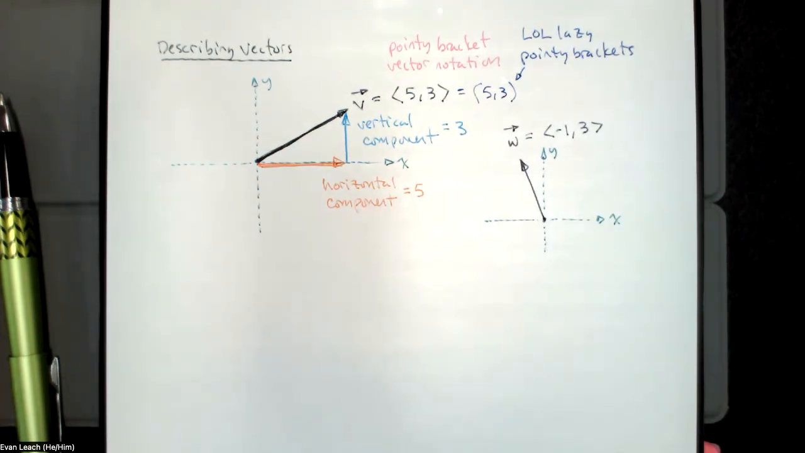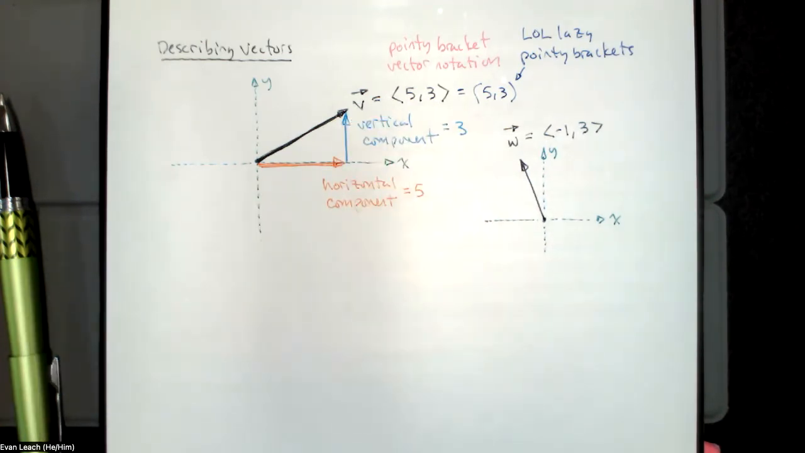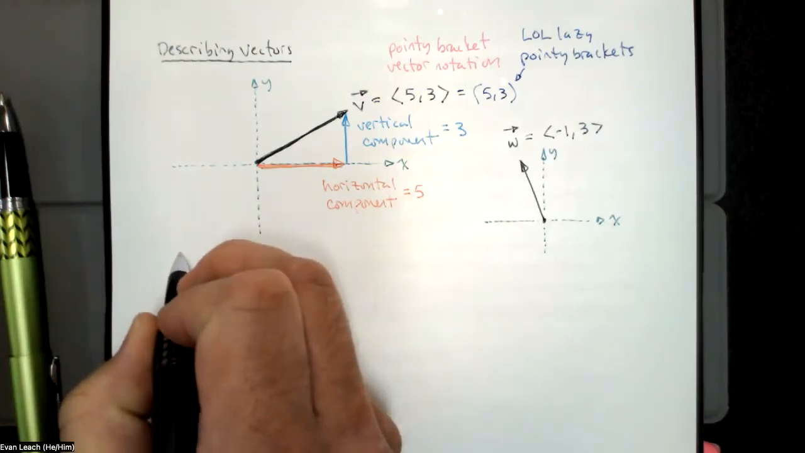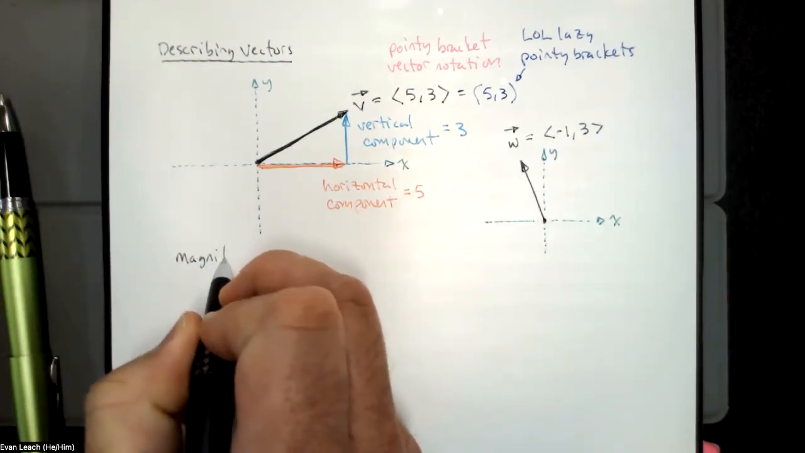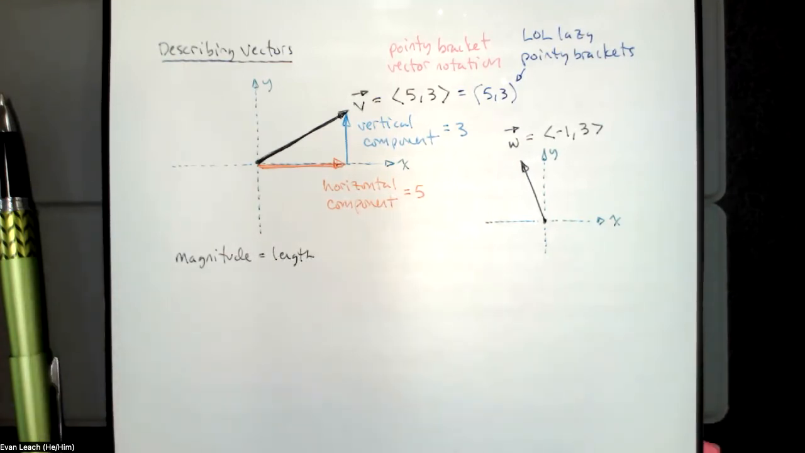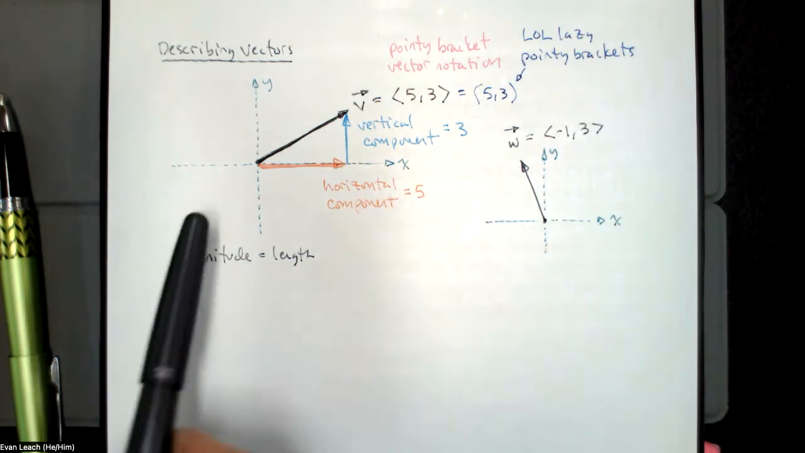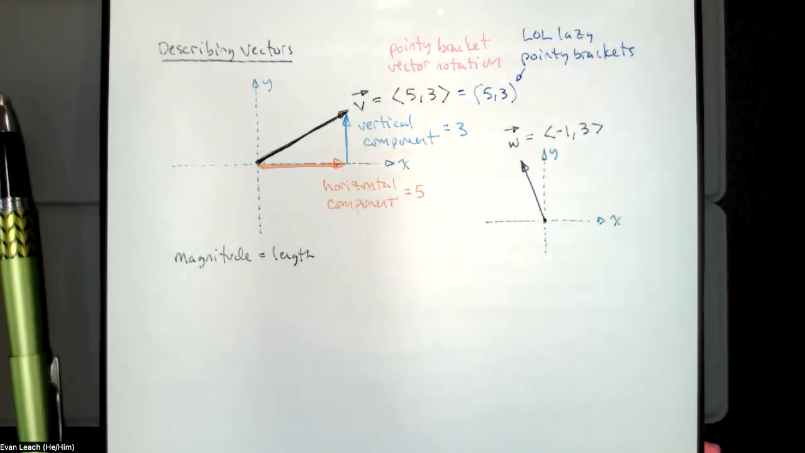If we want the magnitude of the vector, I just want to use the length of the vector. So magnitude is length. So if I have this vector v, 5, 3, and I want to know the length of the vector, I could just use the distance formula. You can see that we're making these nice right triangles. This is why we love this so much. It's so simple. This is why we use orthonormal coordinates.